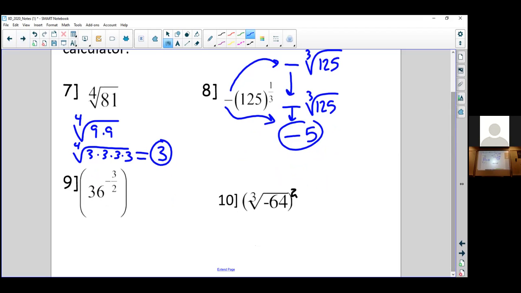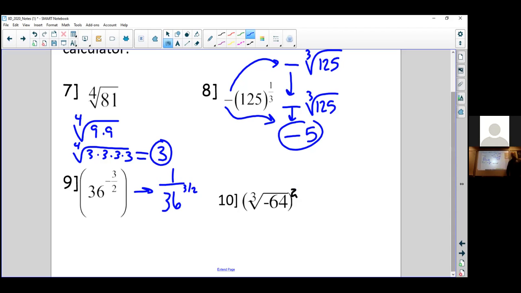All right, so I have 36 raised to the negative 3/2 power. So when we have a negative exponent, that means that our number wants to switch from being a numerator to a denominator, or being a denominator and becoming a numerator. So moving from top to bottom of a fraction or bottom to top. So I'm going to rewrite this still using my exponent.